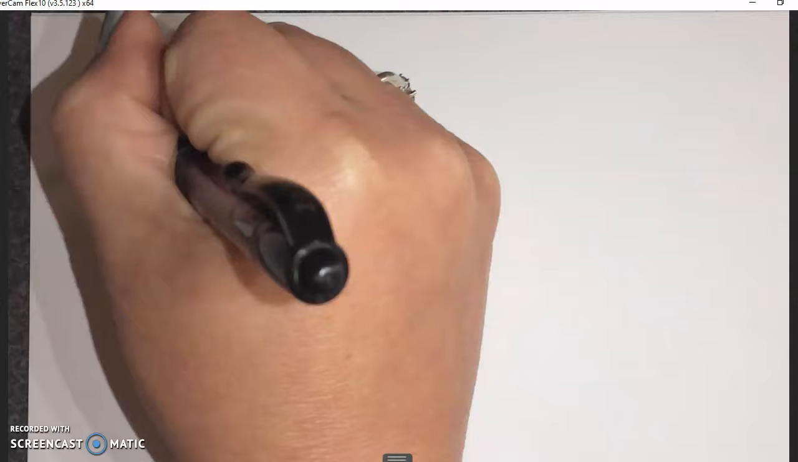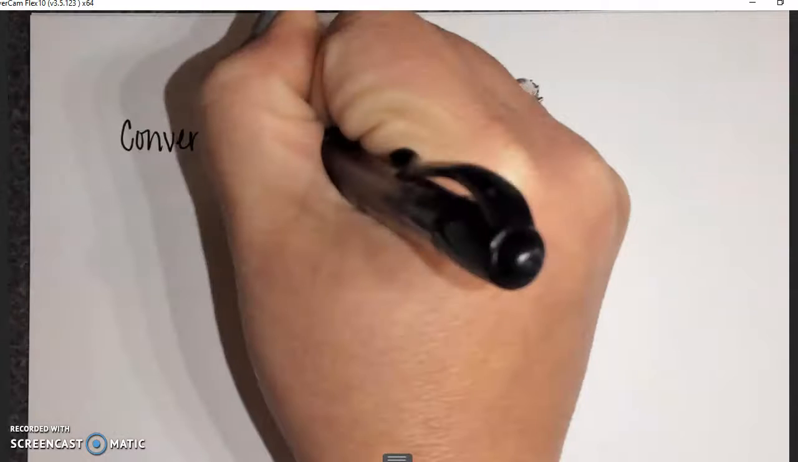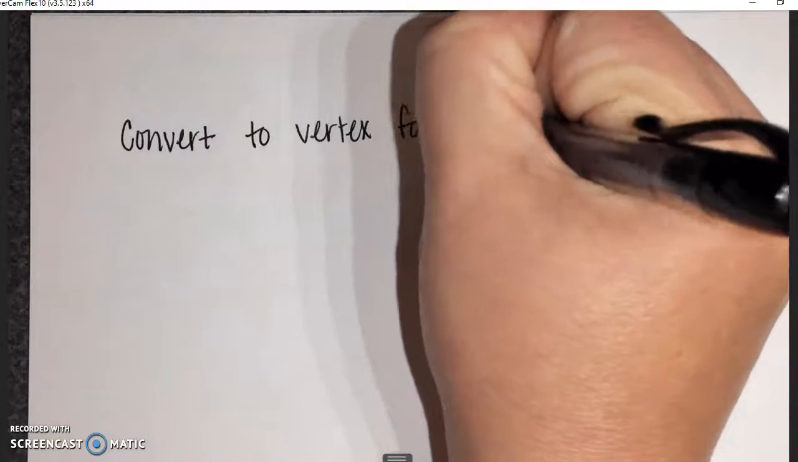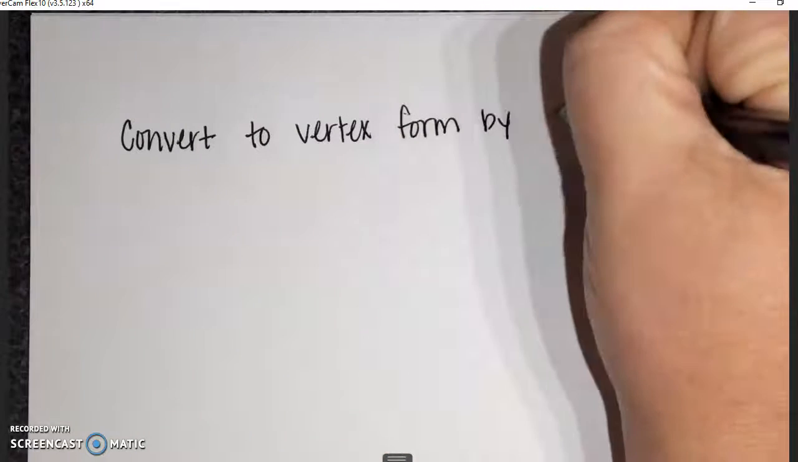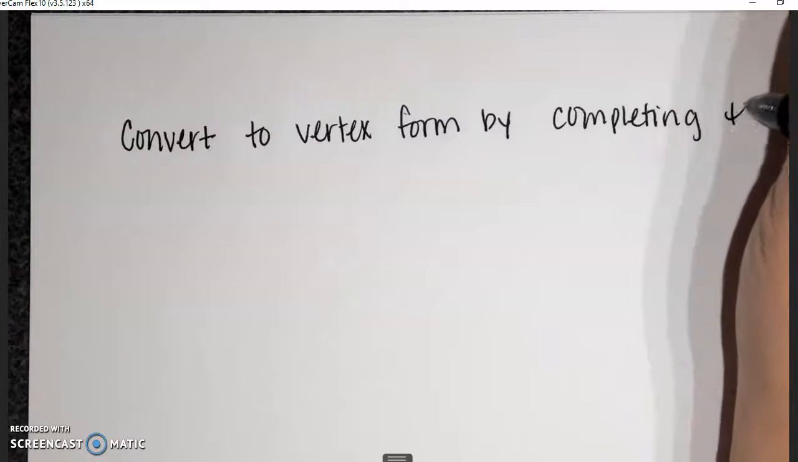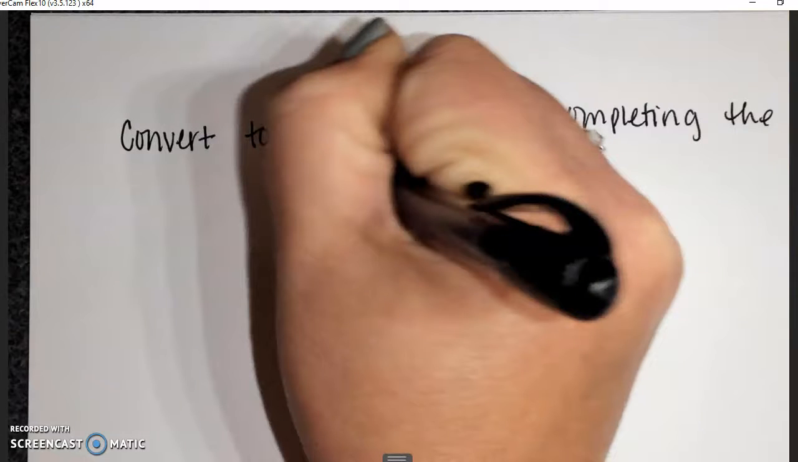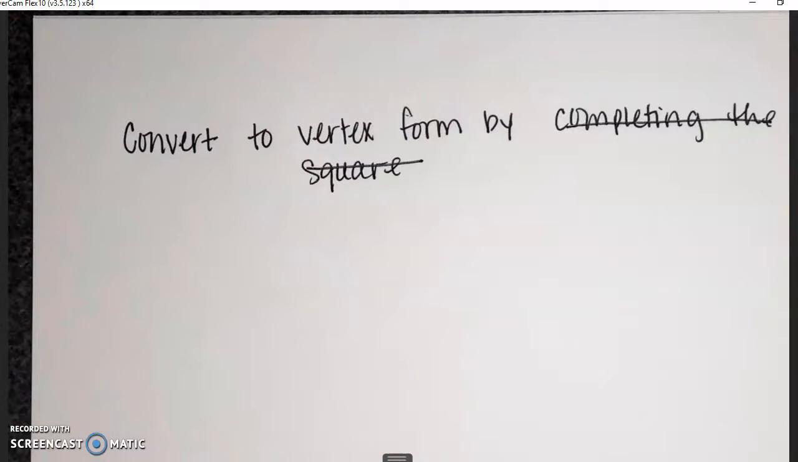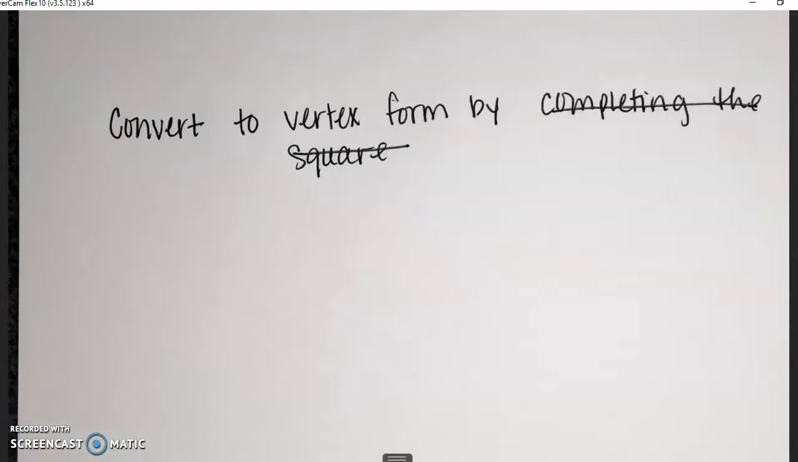So let's do an example. Oh, one thing I do want to tell you is the way that the state's going to word it. Every time they ask this question, it's going to say "convert to vertex form by completing the square." You ignore that. Okay? We're just going to convert it using vertex form.